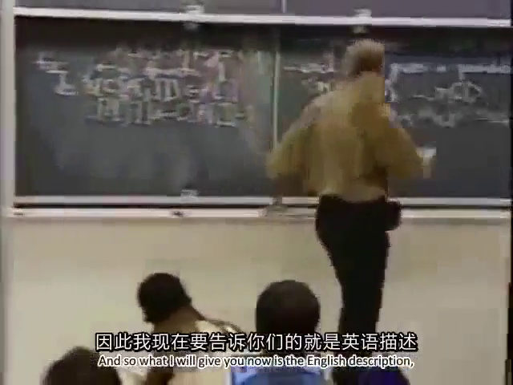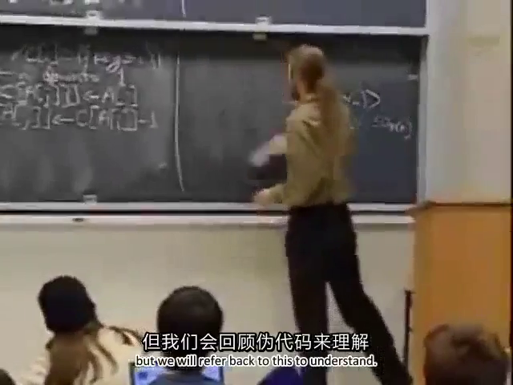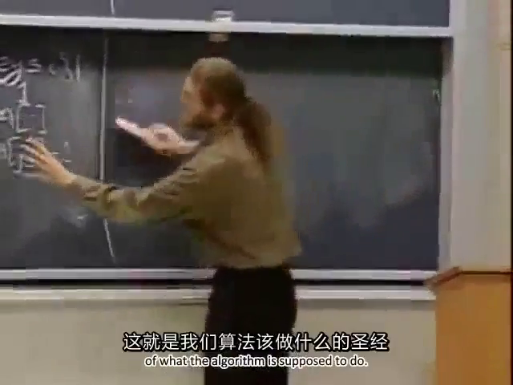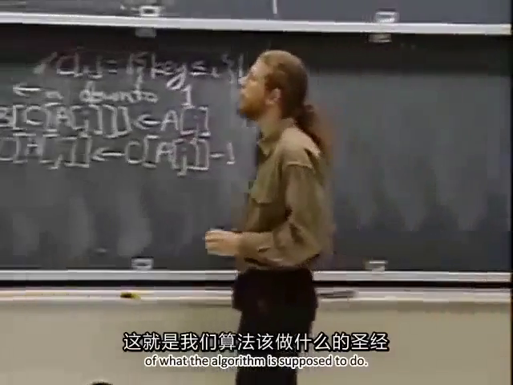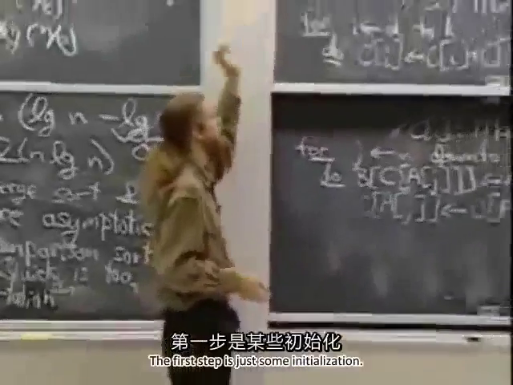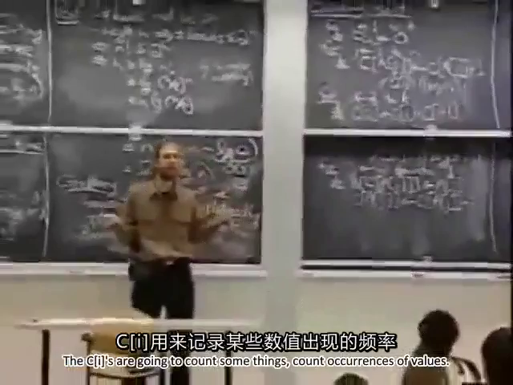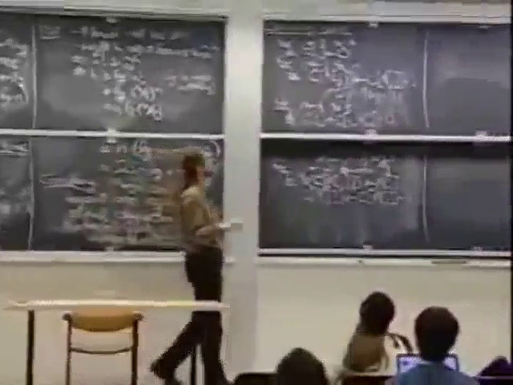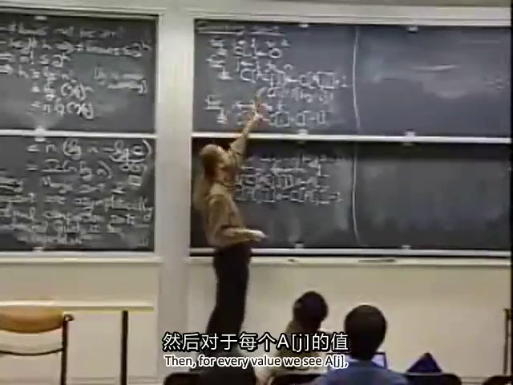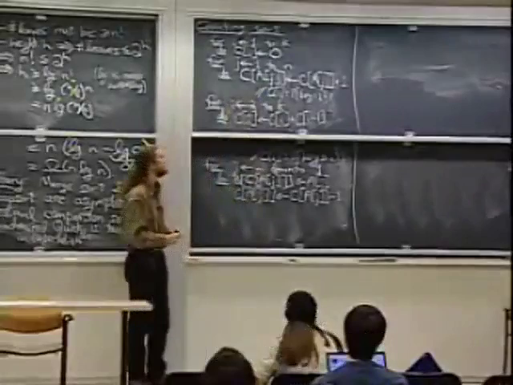So what I'll give you now is the English description, but we'll refer back to this pseudocode to understand. This is sort of our Bible, what the algorithm is supposed to do. Let me go over it briefly. First step is just some initialization. The C[i]s are going to count occurrences of values, so first we set them to 0. Then for every value we see, A[j], we're going to increment the counter for that value, C[A[j]].